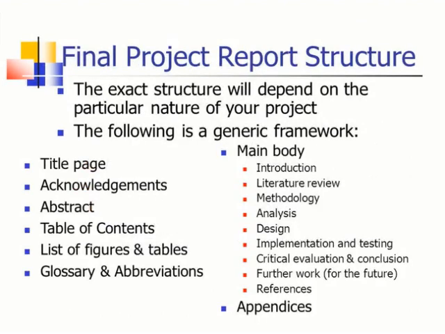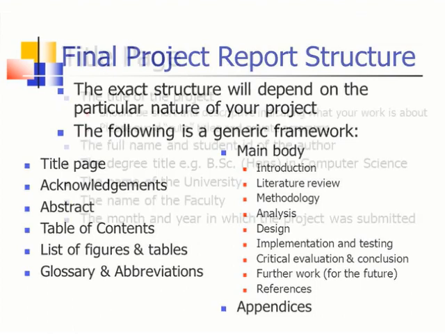Final project report structure. The exact structure will depend on the particular nature of your project. The following is a generic framework. Title page, acknowledgements, abstract, table of contents, list of figures and tables, glossary and abbreviations. Main body includes introduction, literature review, methodology, analysis, design, implementation and testing, critical evaluation and conclusion, further work for the future, references, appendices.